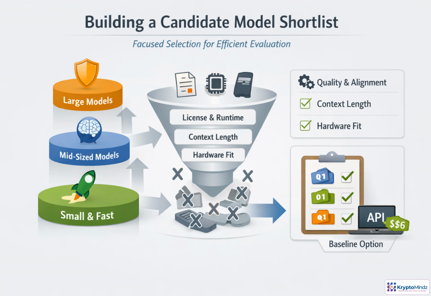A practical selection process starts broad, then narrows quickly. Include a few size tiers: small models for speed and cost, mid-sized generalists for balanced performance, and larger candidates as quality fallbacks. Apply hard filters before spending time on deeper evaluation. Remove anything with incompatible licenses, unsupported runtimes, insufficient context length, or hardware requirements that do not fit your deployment target. From there, prioritize reliable tokenization, stable instruction following, and active community or vendor support. Keep one commercial API baseline, so offline candidates can be compared against a known quality and cost reference.